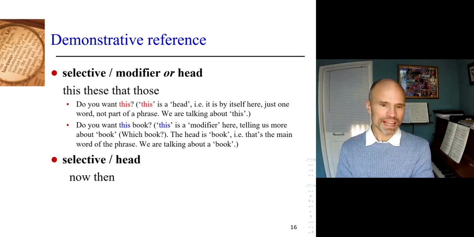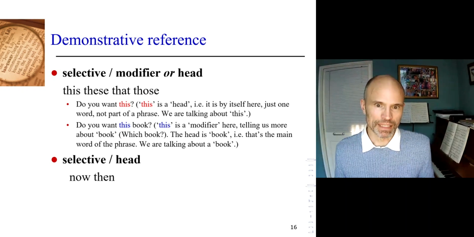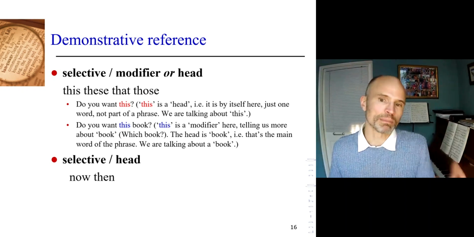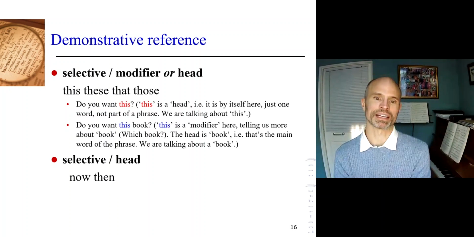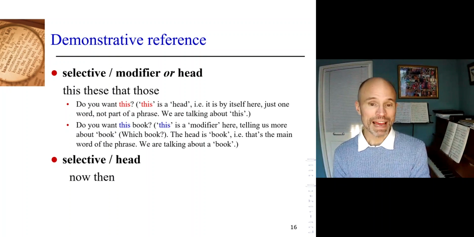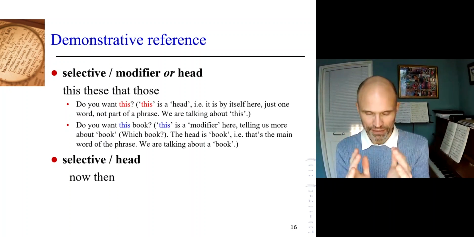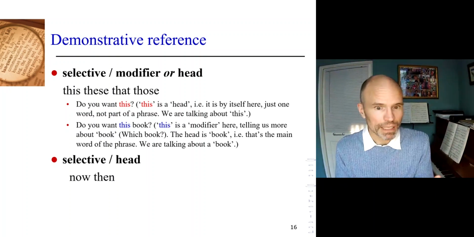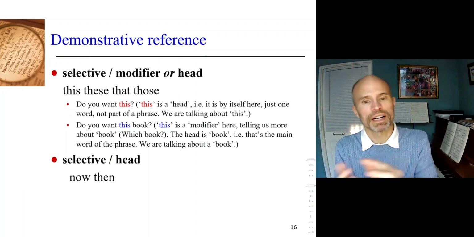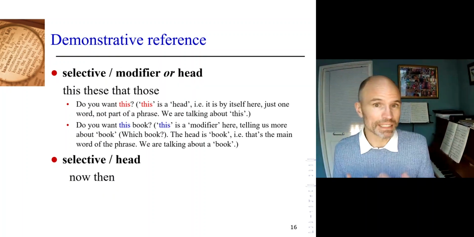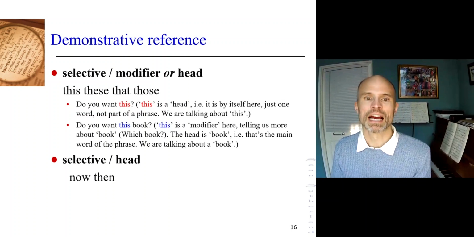The now and then only work as heads, right? Whereas this and that and these and those can be modifiers or heads. There's an example there, right? Do you want this? The red this is a head. You just say this, it's by itself, but it means something. Do you want this book? In this case, this modifies book. It still means something. It's still pointing at a particular book.